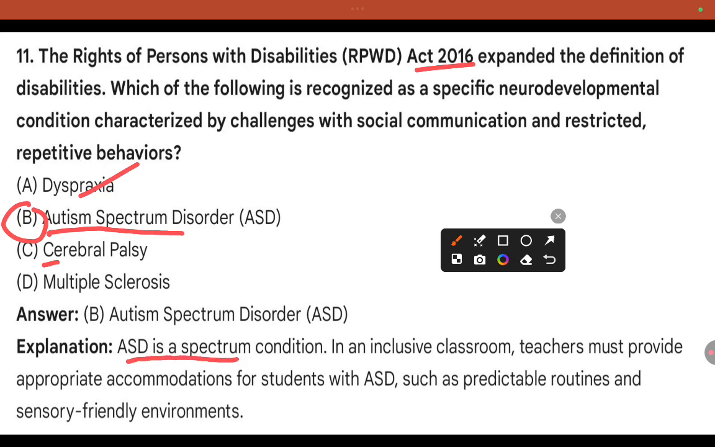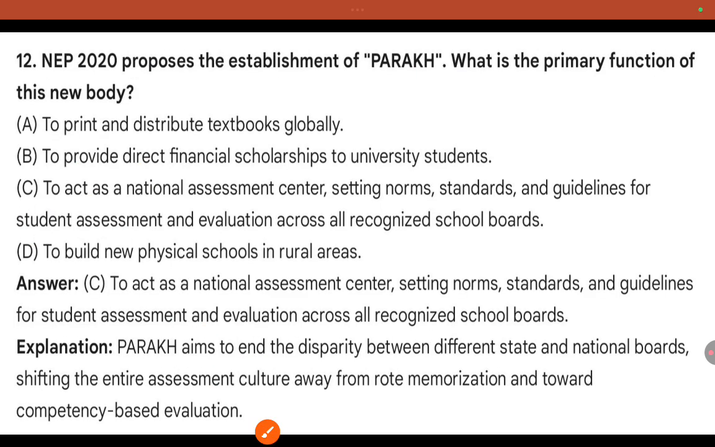ASD is a spectrum condition. In an inclusive classroom, teachers must provide appropriate accommodation for students with ASD, such as predictable routines and sensory-friendly environments. 12th one. NEP 2020 proposes the establishment of PARAKH. What is the primary function of this new body?